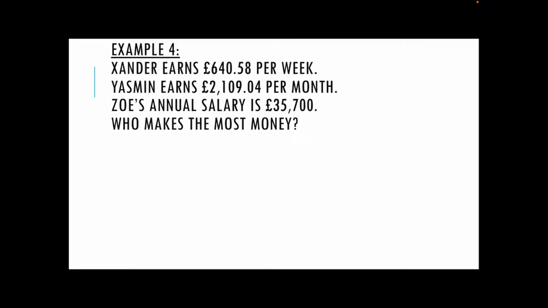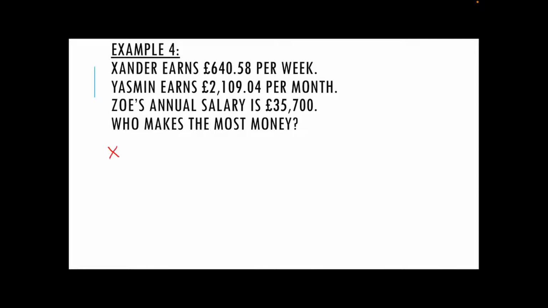Example number 4, Xander earns £640.58 per week. Yasmin earns £2,109.04 per month, and Zoe's annual salary is £35,700. We want to know who makes the most money. So I am just going to leave Zoe as the annual salary, and I'm going to scale the other two up to compare them all to a year.